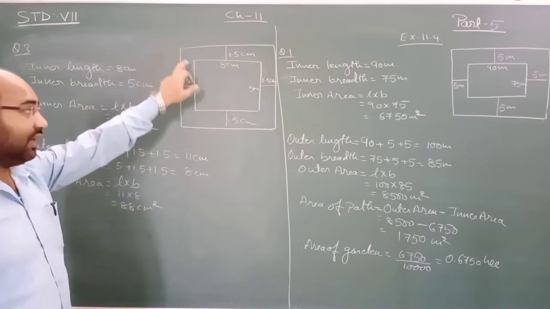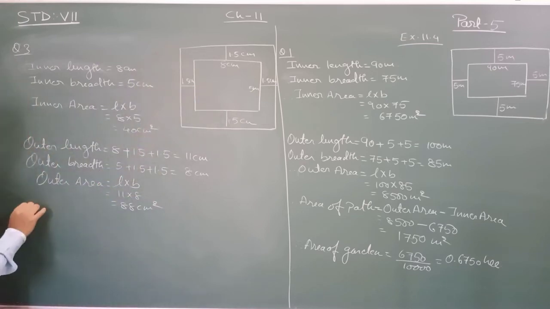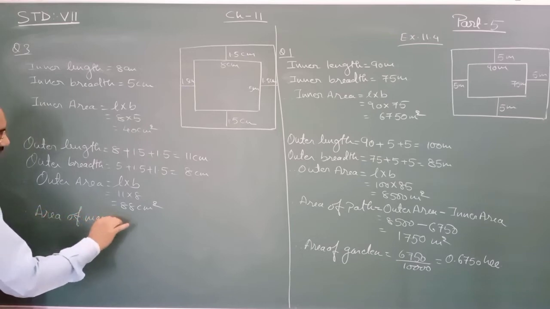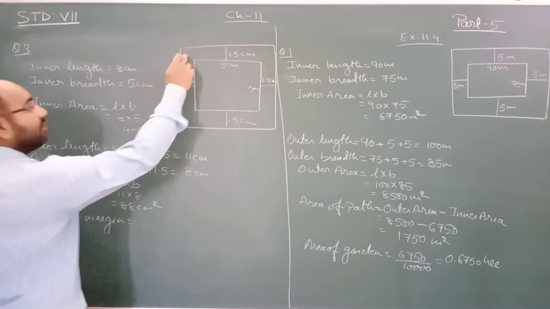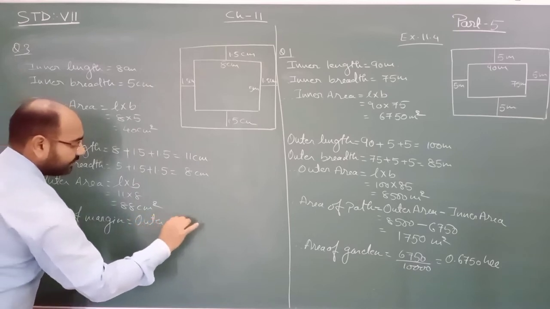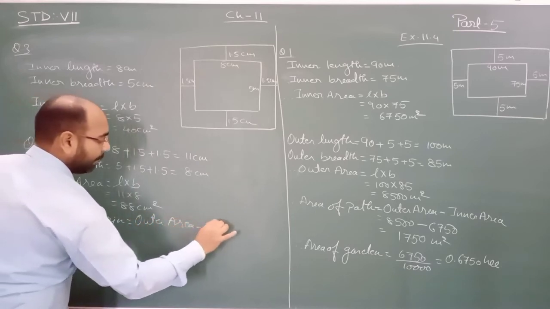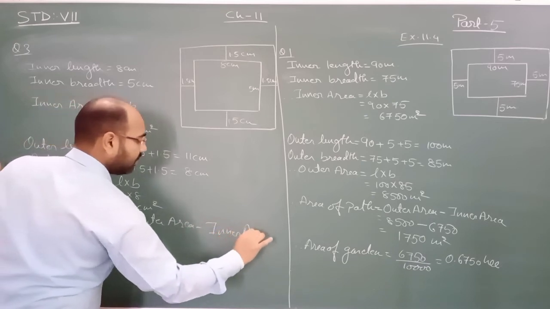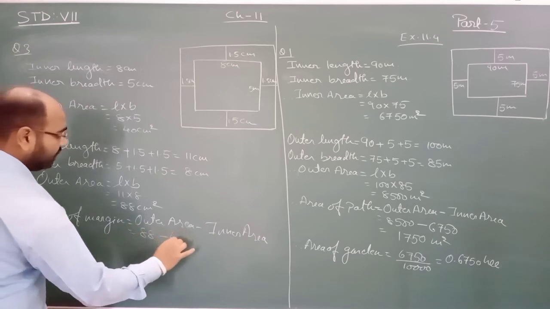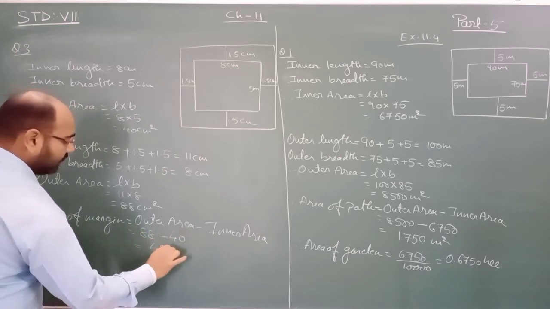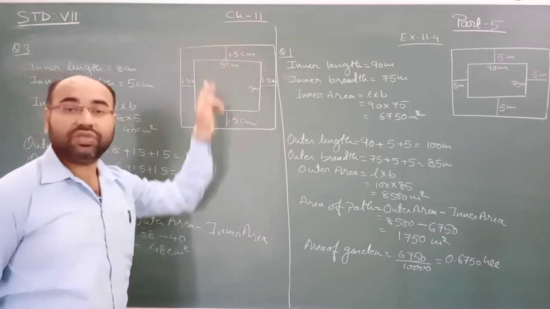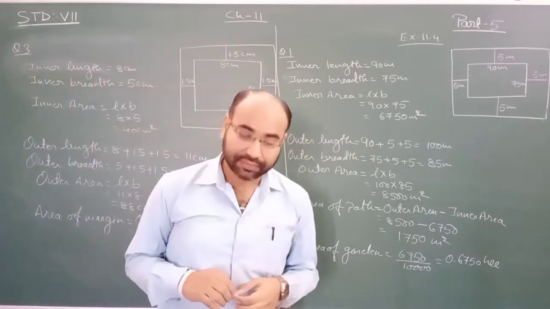तो बाहर का मिल गया, अंदर का भी है हमारे पास. Therefore area of margin is equal to, क्योंकि फाइंड आउट हमें यही करना है, area of margin, so it will be outer area minus inner area. So outer is 88 minus 40, that comes to 48 centimeter square is the area of the margin which we have to find out. Done.